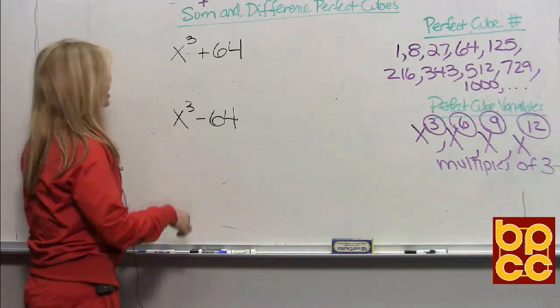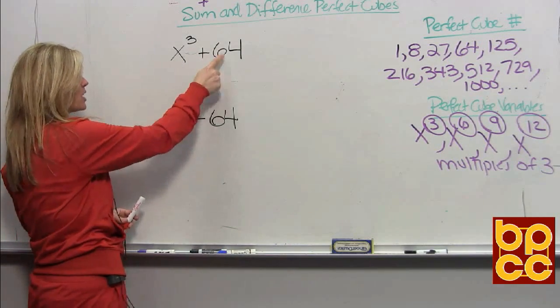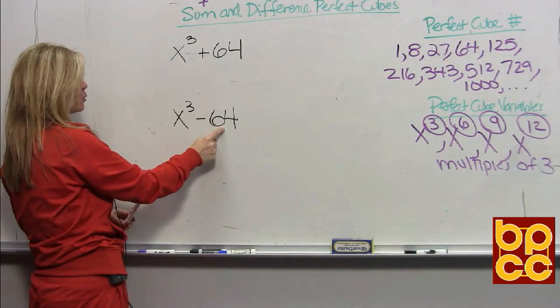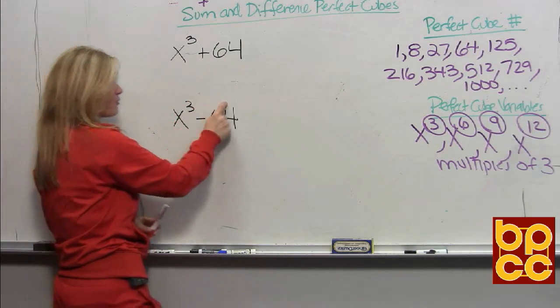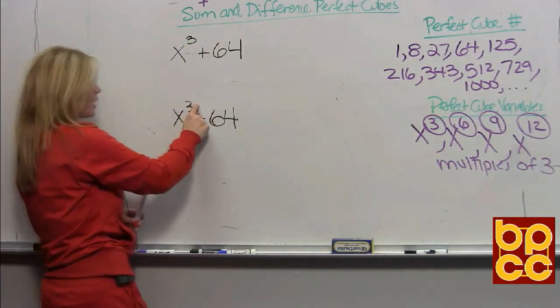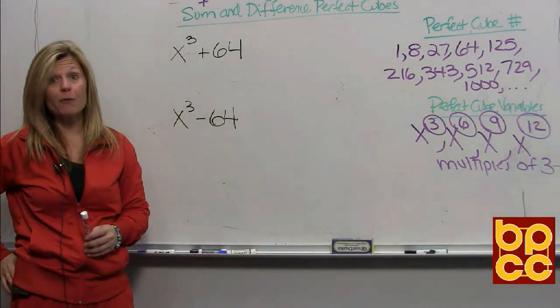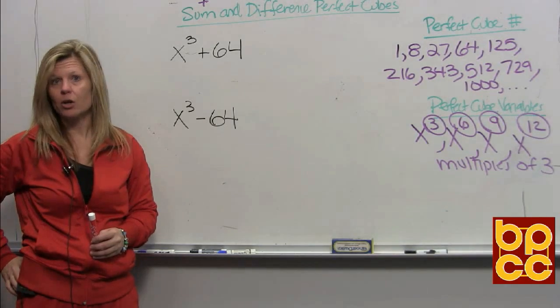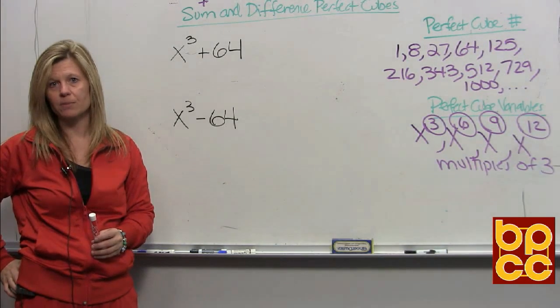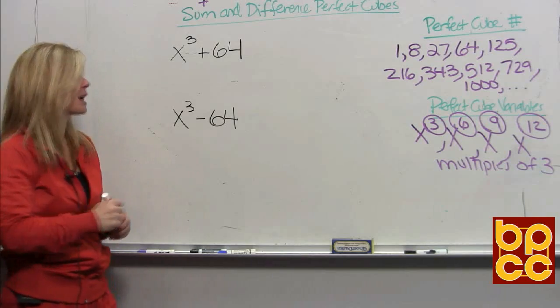So if you look at my expressions, these are both perfect cubes. That's a sum of perfect cubes. That's a difference of perfect cubes. The number 64 is a perfect cube, and the exponent is a multiple of 3. Now, to factor a perfect cube, it's not what you think. You do not put 3 parentheses. You still put 2 parentheses, but they're not going to be the same size.